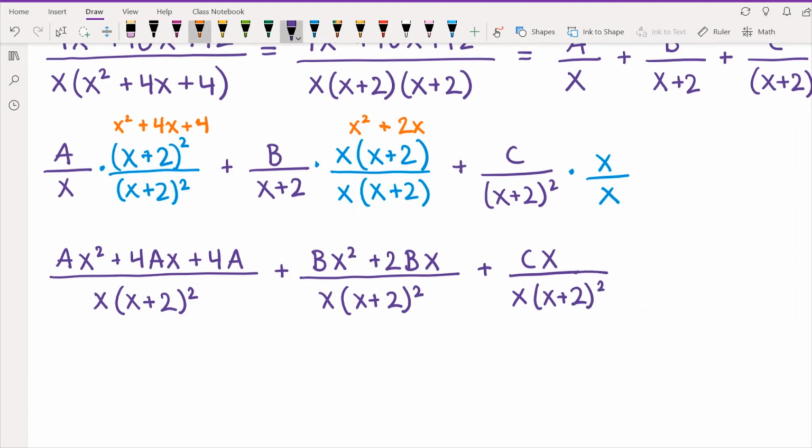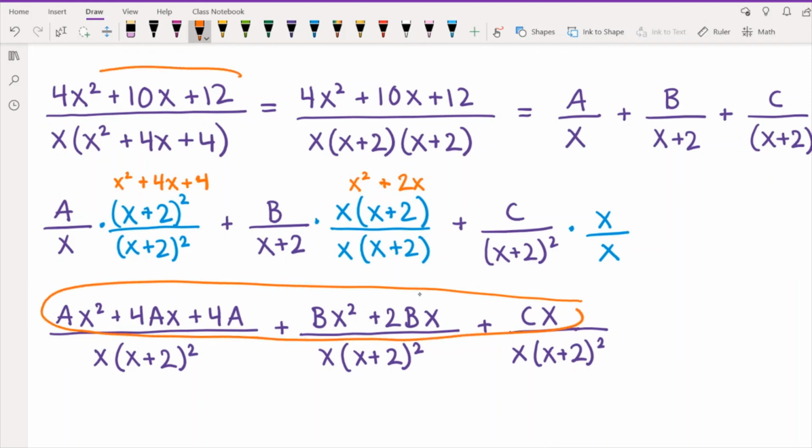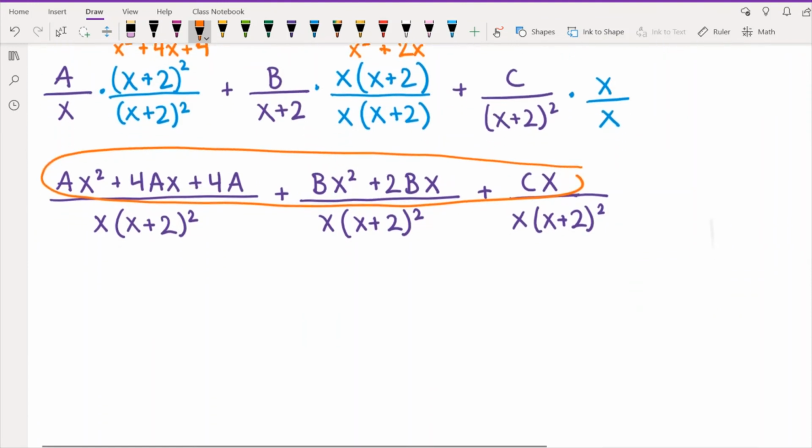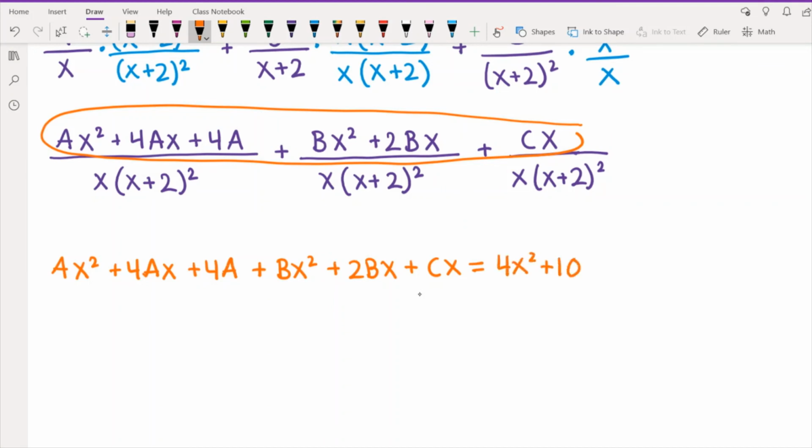Okay, so again, we want to compare our new numerator. So our new numerator will be whatever we get by adding these 3 things together. We want to compare that to our initial numerator. So we have ax squared plus 4ax plus 4a plus bx squared plus 2bx plus cx. That is supposed to equal 4x squared plus 10x plus 12.